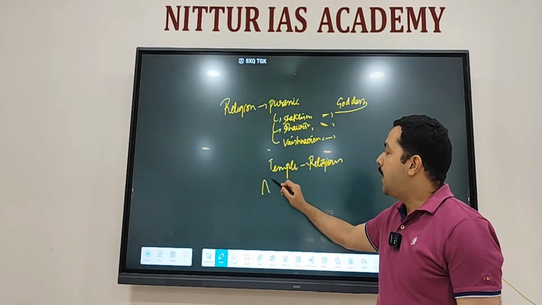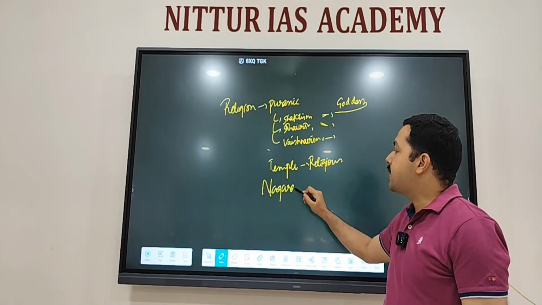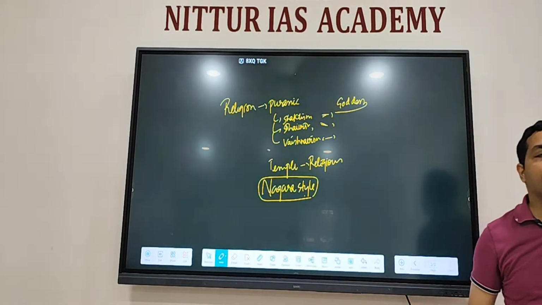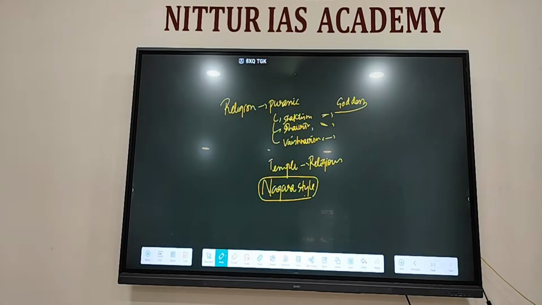Guptas brought a style of temple which is called the Nagara style of temple, also referred to as Nagar style or Nagara style. This temple plan was designed by the Guptas. These became more prominent in the Gupta period. Now, if temples are going to be there, then what will happen?